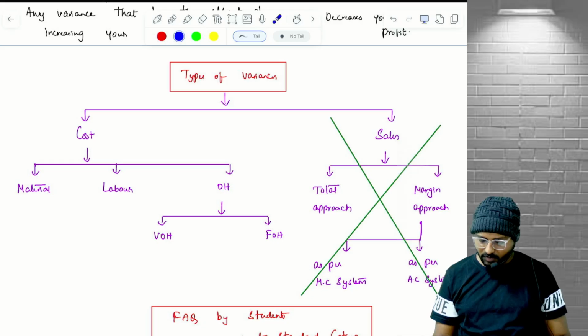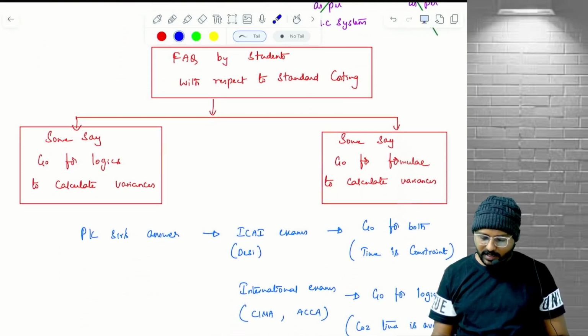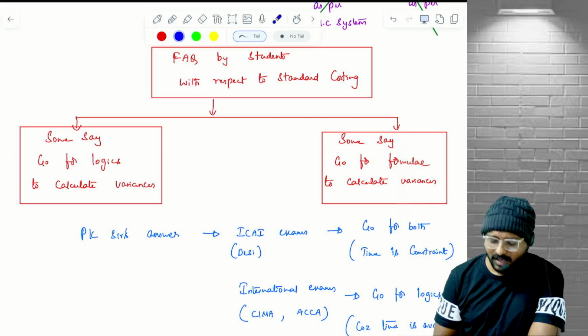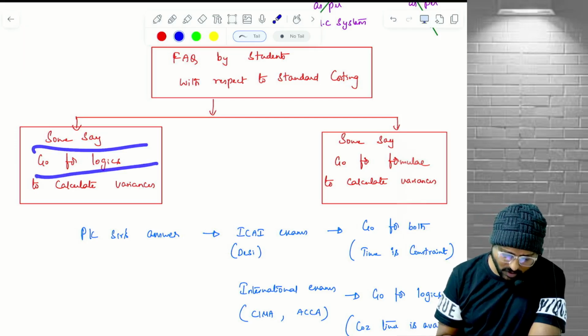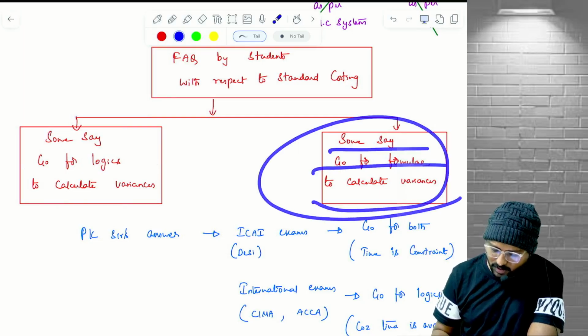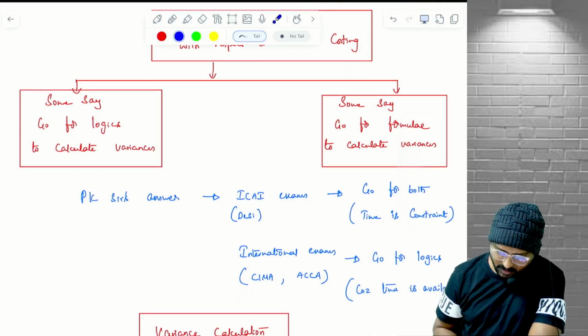Moving on. This is one of the frequently asked questions by students with respect to standard costing. Every batch I used to get this. Some say go for logics to calculate variances because logics are better. Some say go for formula to calculate variances because you can do it faster. What's my answer?